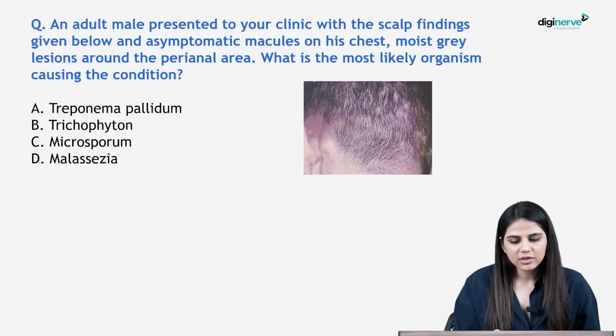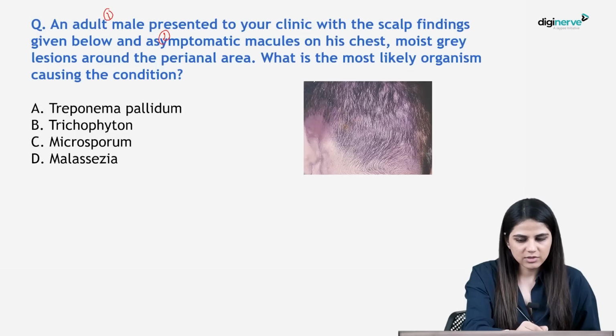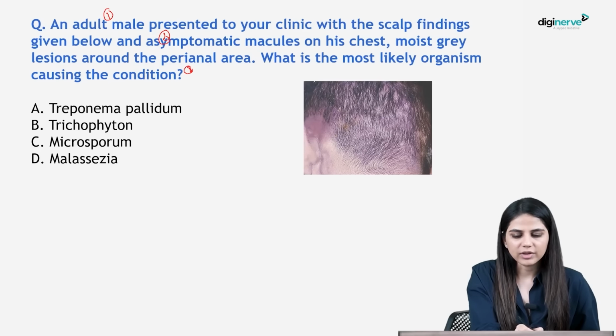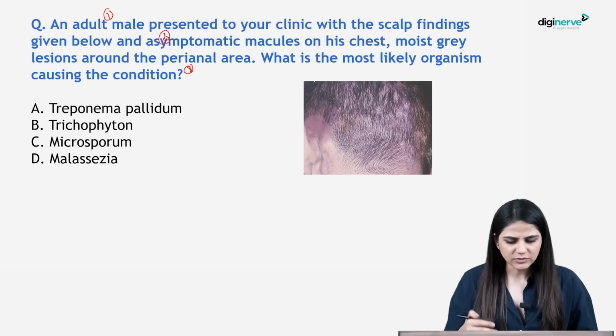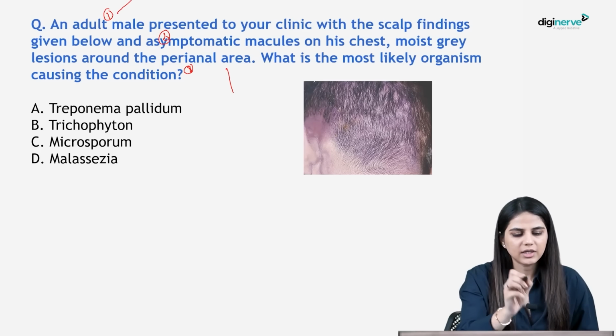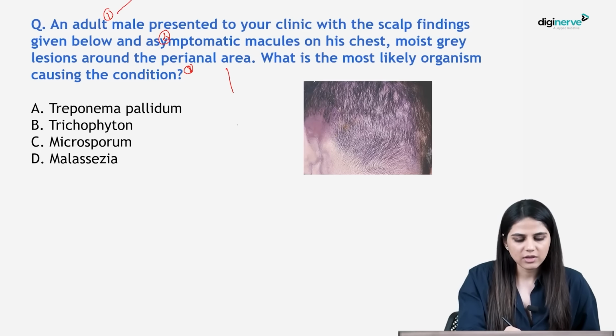An adult male presented to your clinic with the following findings: asymptomatic macules on the chest, the first symptom, and second symptom, moist grey lesions around the perianal region. Fine, moist grey lesions, adult male. So moist grey lesions are condyloma lata.